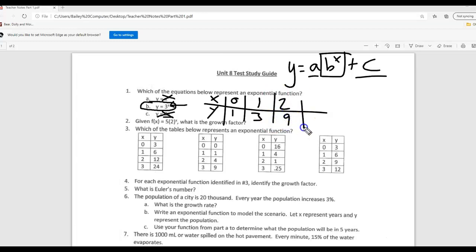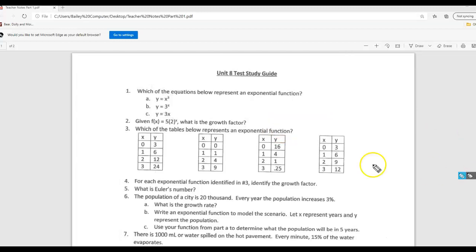And so what's happening here is every time, the y values are increasing by multiples of 3. And that's what makes an exponential function an exponential function. It's the fact that it either increases or decreases by multiplying something over and over again. And so that's going to help us understand how to do the next part when we get to number 3 here. But for now, let's talk about number 2.